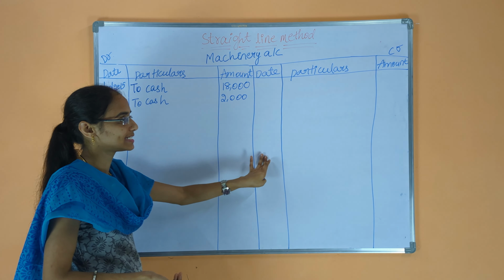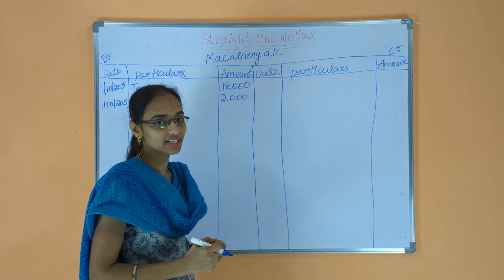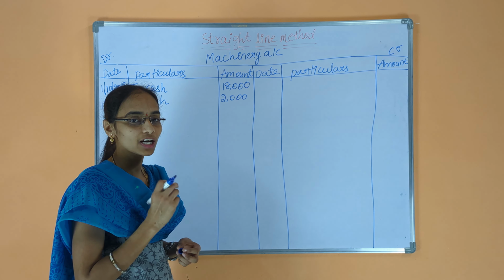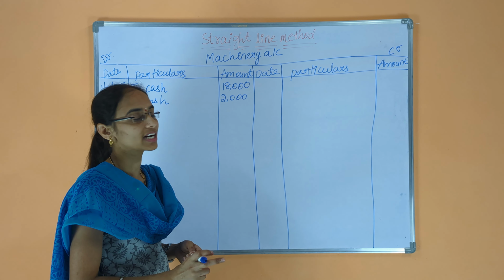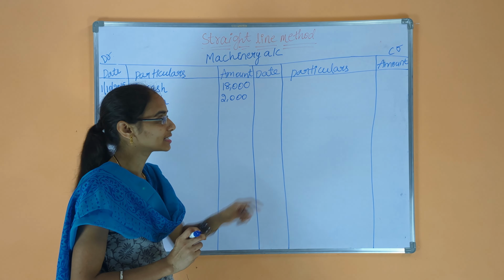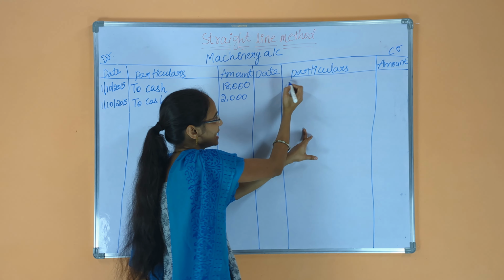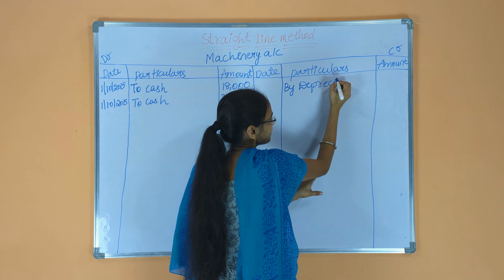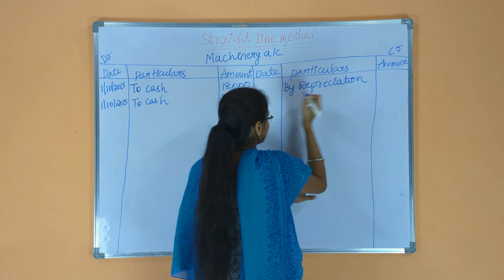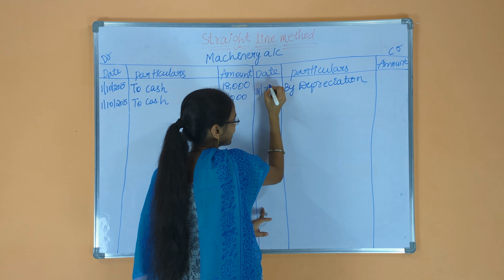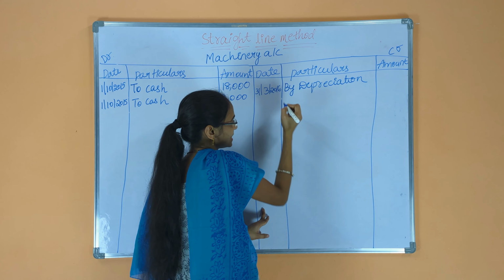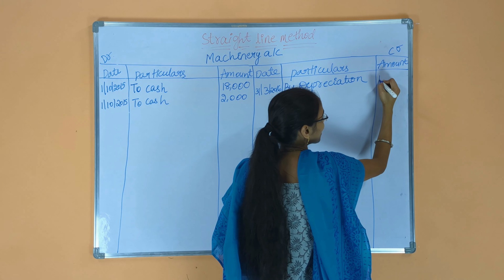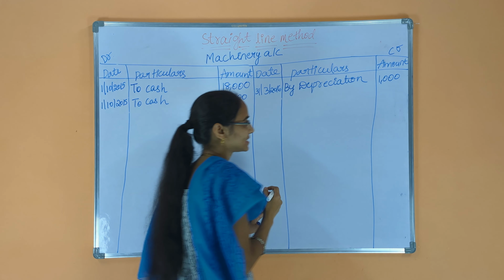Next, coming to the credit side, depreciation charged on the machinery. What is the entry for that? Depreciation on machinery account debit to machinery account. Which side does the machinery account come? Credit side. On that credit side, by depreciation. On which date? On 31st March 2016. How much is the rate of depreciation for the first year? Only 1,000. Okay, this is all.